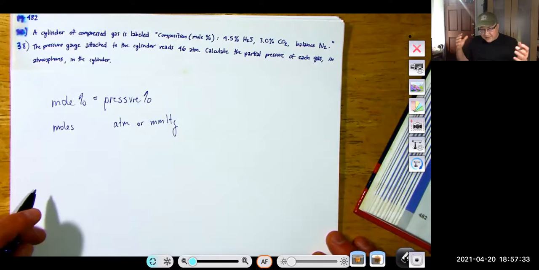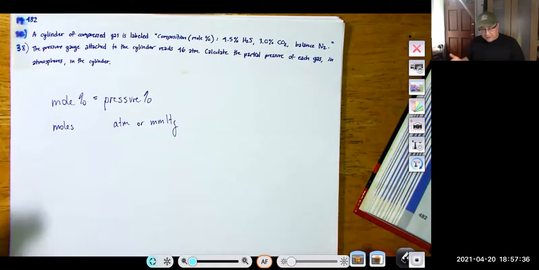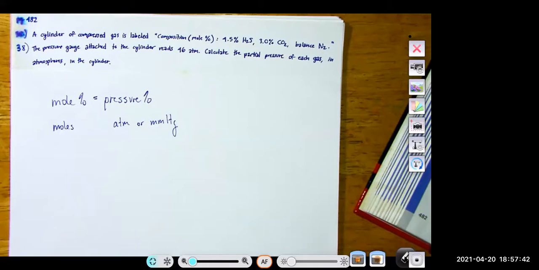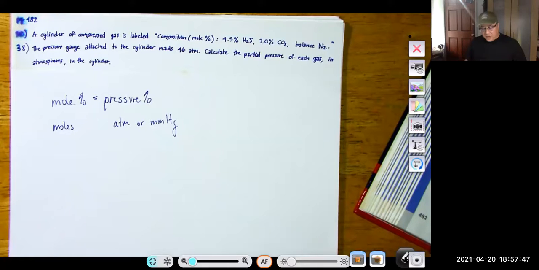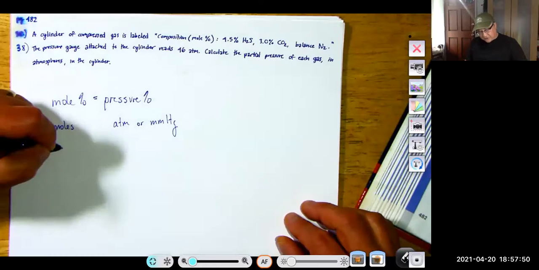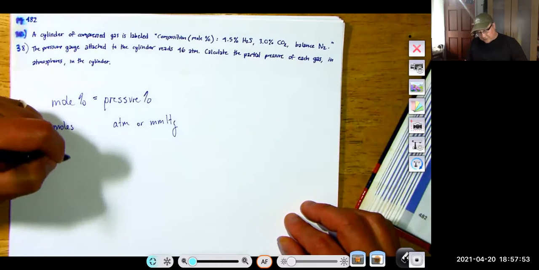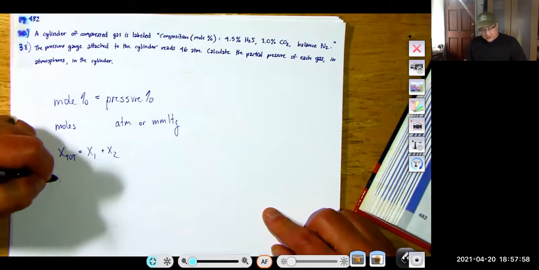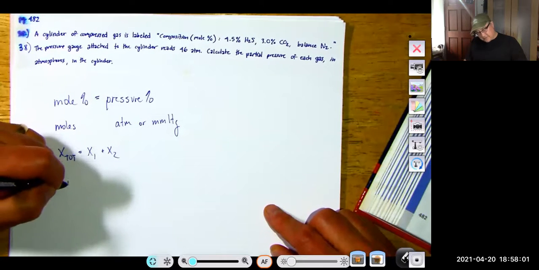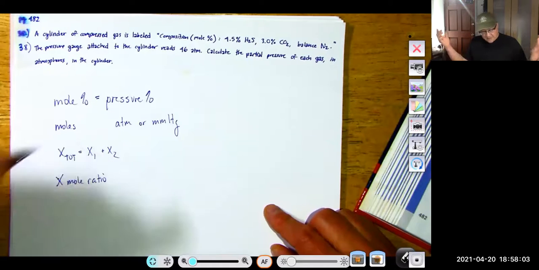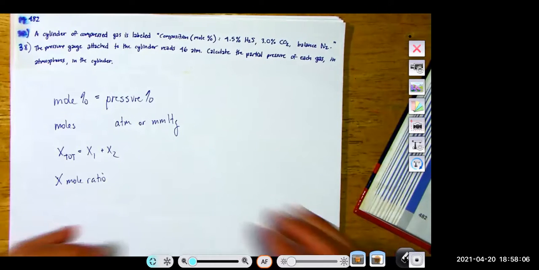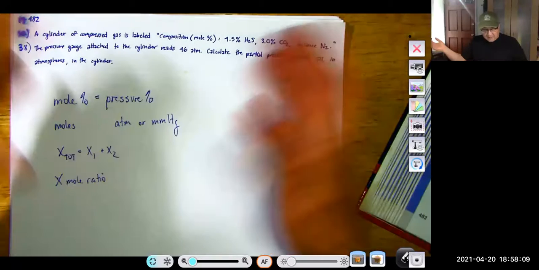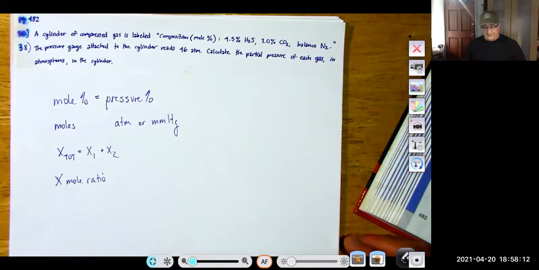Okay, so that's the understanding there of Dalton's. It's not bad at all. I mean, the book probably also talks about X total is equal to X1 plus X2, where X is the mole ratio. I don't like to do any of that. I just like to say, okay, mole percent is pressure percent and go from there. I did write this down though.